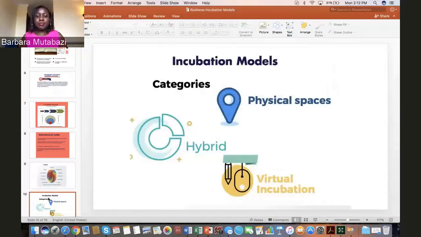Before we dive into the models, there are different categories of business incubators. There are physical spaces. This is where, like Hive Collab, we have a physical space where young people come in. You're offering internet, a desk for them to sit at, and a business address.